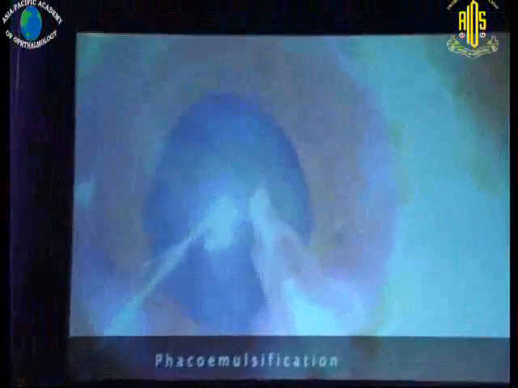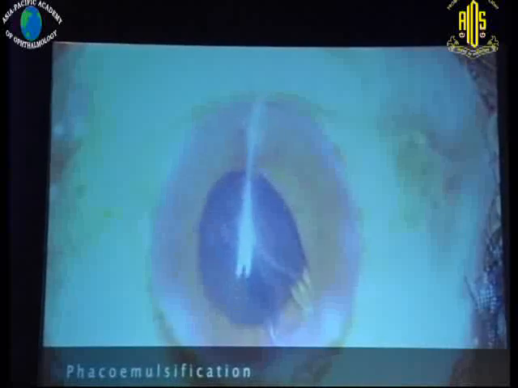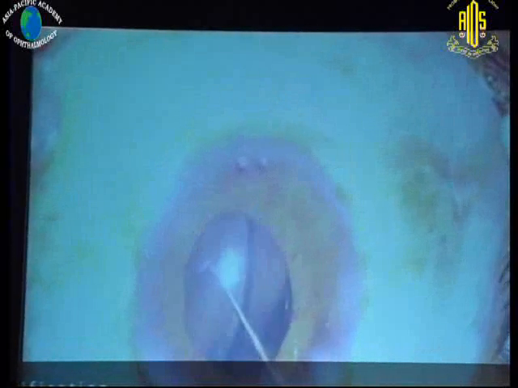So, in the combined approach, what I personally like to do is a coaxial micro-incision phaco with a 2.2 millimeter incision, because that allows for most of the acrylic foldable lenses to be used.